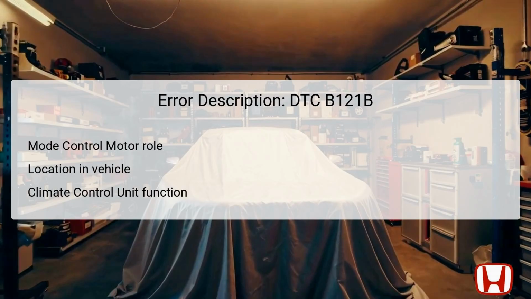The climate control unit, which houses electronics pivotal to the HVAC system, monitors various inputs to maintain desired environmental settings. If the mode control motor experiences a short or malfunction, it directly alters the performance of the entire climate control system and causes the climate control unit to trigger DTC B121B due to an unexpected voltage reading. The importance of inspecting both the mode control motor and the climate control unit cannot be overstated, as they work in tandem to ensure proper functioning of climate control.